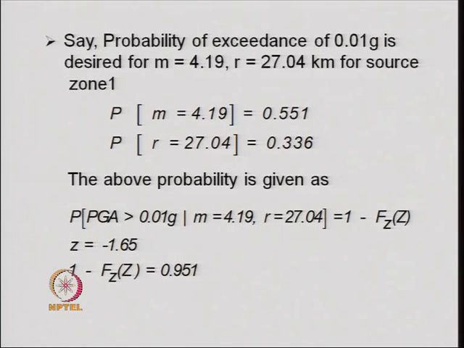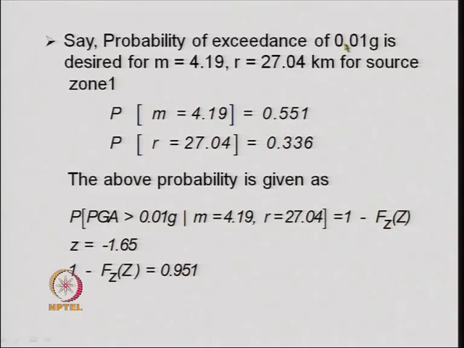Now, if we calculate the value of Z for 0.01 g, then this 0.01 g is first converted into centimeter per second square unit, because in the attenuation relationship that we have used, the PGA value is calculated with a unit of centimeter per second square. So converting this into centimeter per second square, and then finding out its probability, one can get the Z value as minus 1.65, and from the table one can get the value of FZ, and this leads to a probability of exceedance of 0.01 g as 0.951.